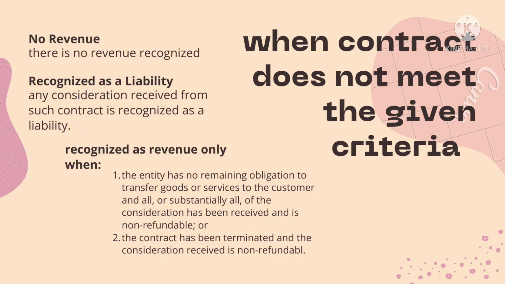The entity need not reassess the criteria above if they have been met on contract inception unless there is an indication of a significant change in the facts and circumstances. For example, when the customer's ability to pay subsequently deteriorates significantly. If the criteria are not met on contract inception, the entity shall continue to assess the contract to determine if the criteria are subsequently met.